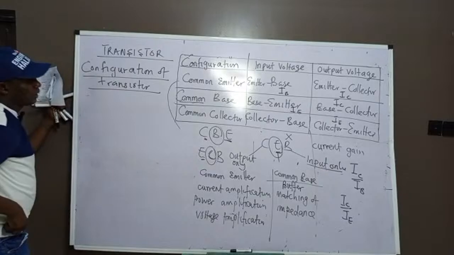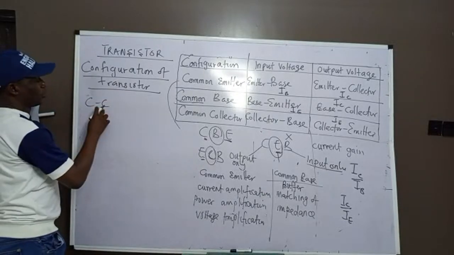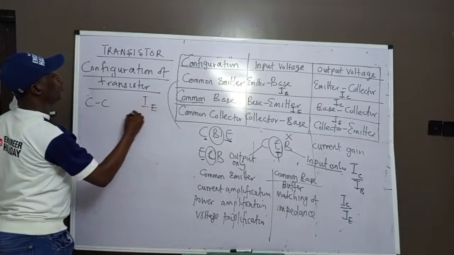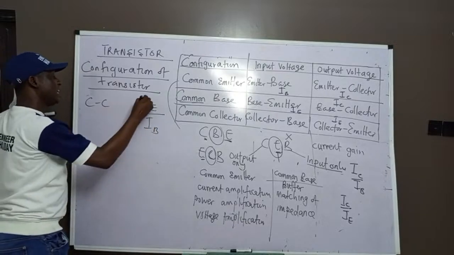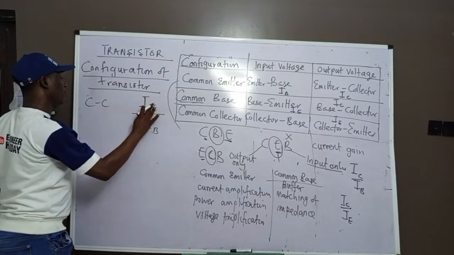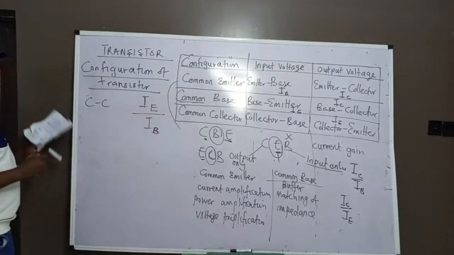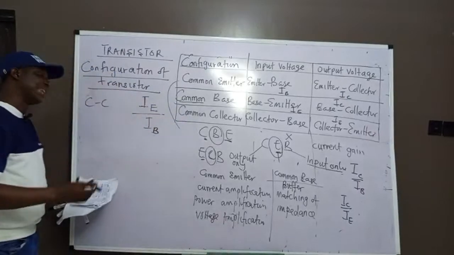Now, what is the current gain for the common collector? We write the current gain of the common collector to be IE over IB. IE over IB. Now, if that is the current gain, what are we saying?